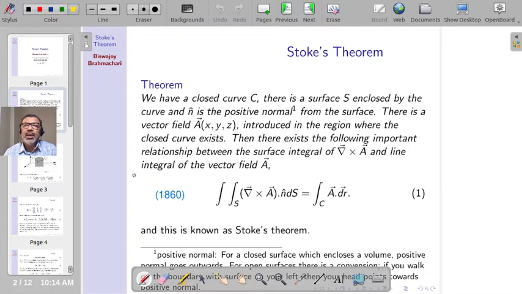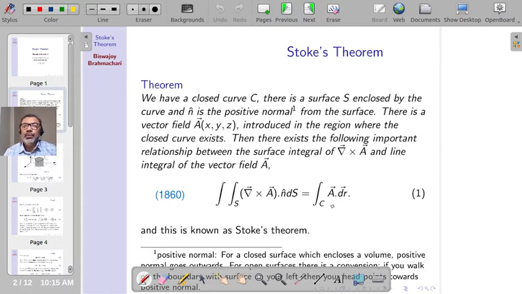First, let us try to understand the statement of Stokes' theorem. Informally, Stokes' theorem deals with the flux of the curl of a vector field over a surface and its relation with the line integral of the vector field along the boundary of that surface.